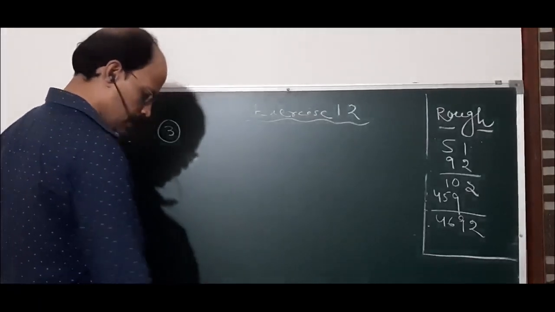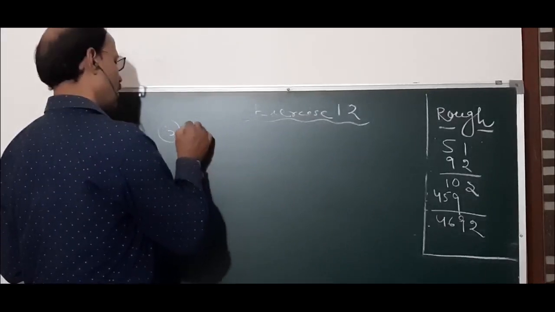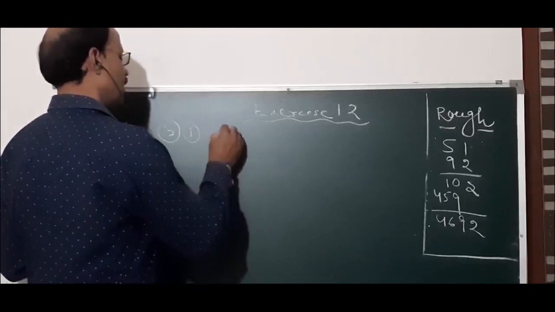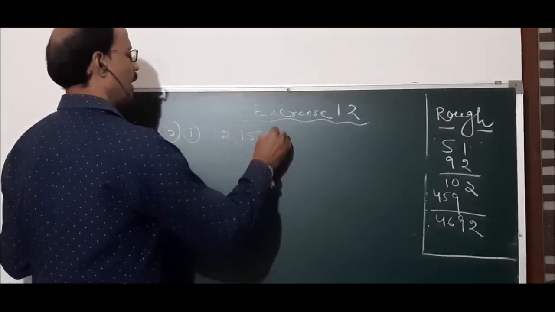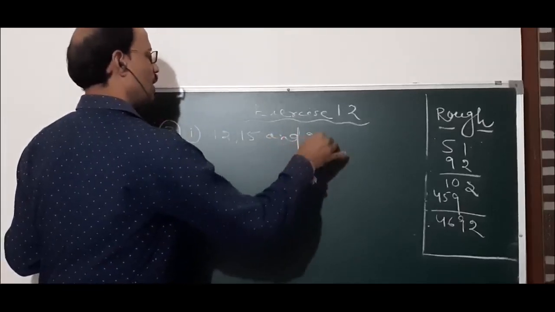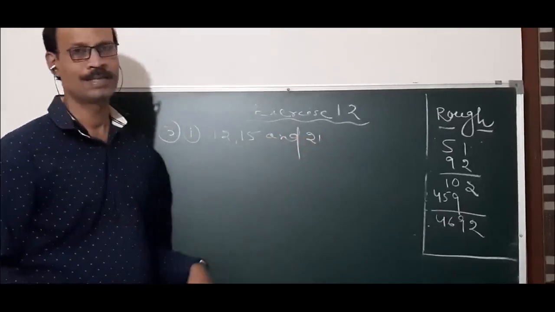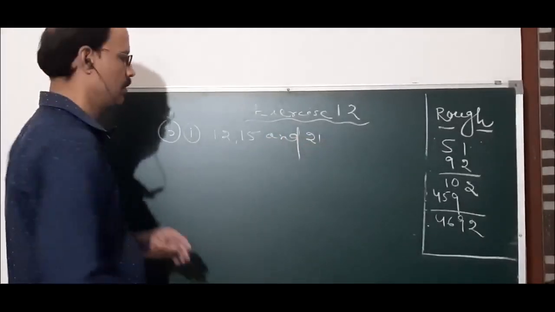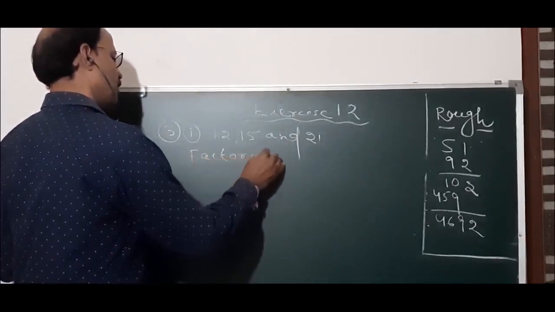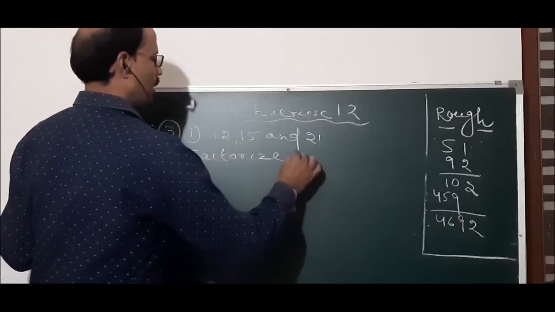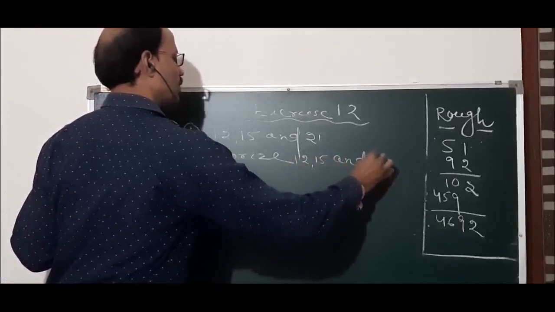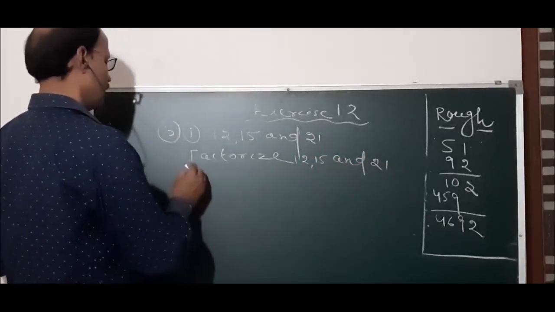So let's take the first question under question 3. That is, the numbers given are 12, 15 and 21. So to find the LCM and HCF, what do I have to do? To factorize. So let's factorize 12, 15 and 21. So first factorize 12.